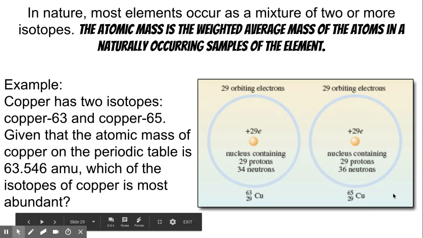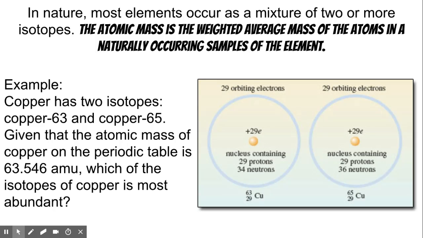All right, so hopefully you got a couple of examples of isotopes from there. And now we're going to go into how they actually come up with those atomic mass numbers. So we already talked a little bit about atomic mass. The atomic mass is the weighted average mass of the atoms of naturally occurring samples of the element.